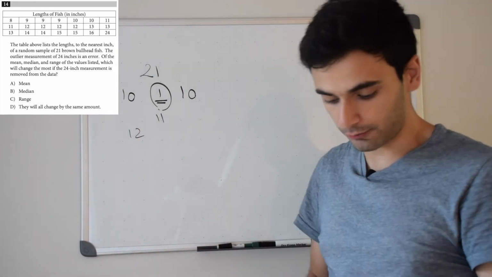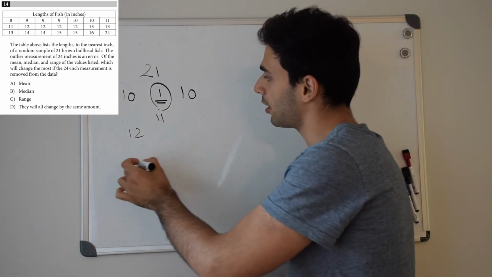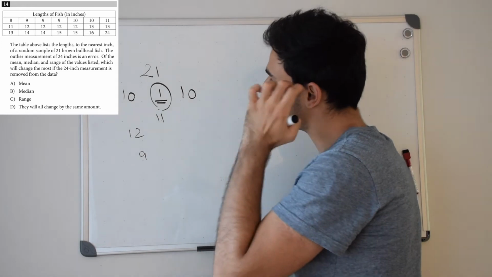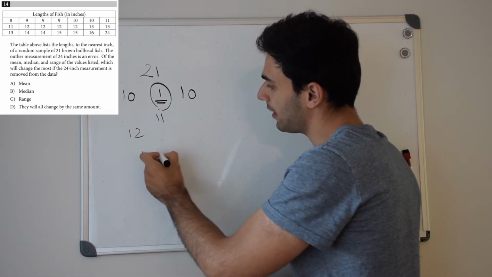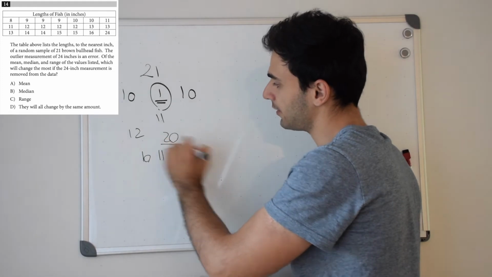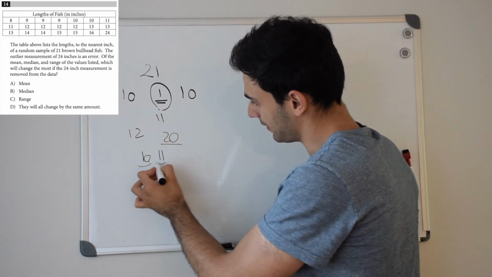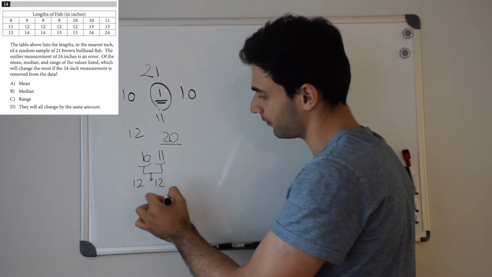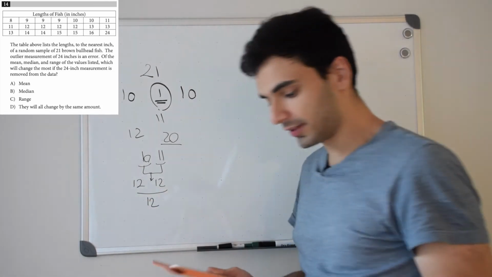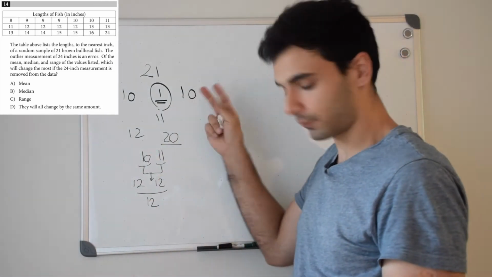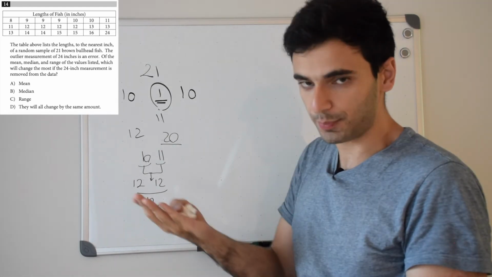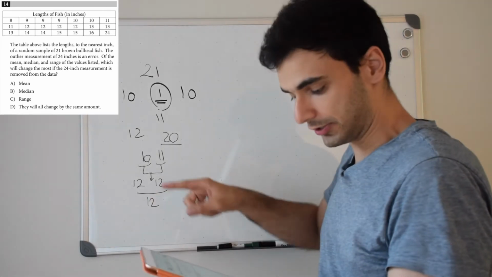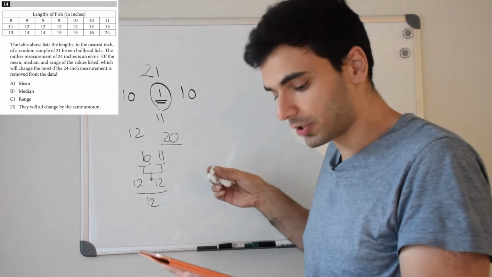If I remove 24, we now have 20 data points, so the median is the average of data number 10 and 11. Again, data number 10 and 11 are 12 and 12. The average of them is again 12. So the median won't change. So the answer is not B. And the answer is not going to be D, because they would all change by the same amount. But we know the median is not going to change. So it's either A or C.